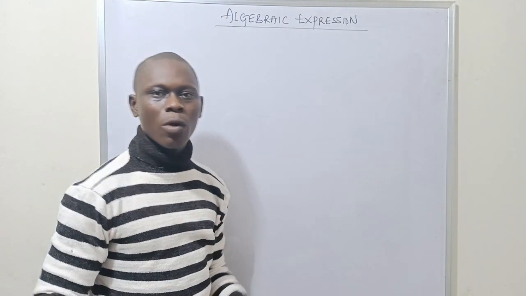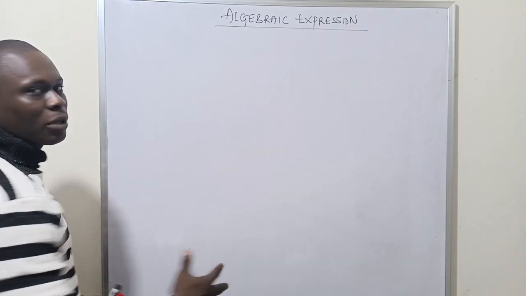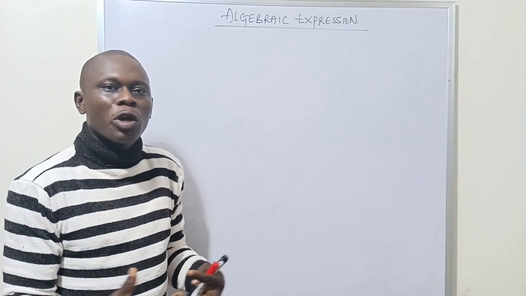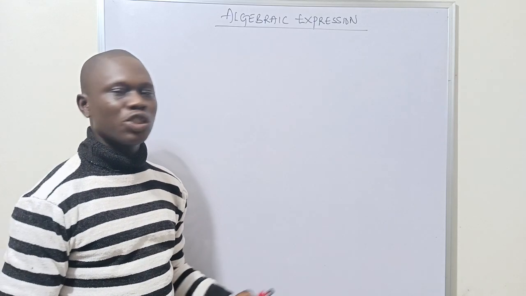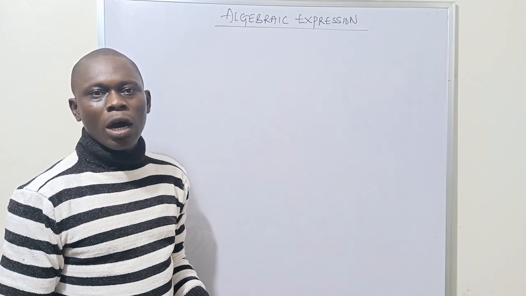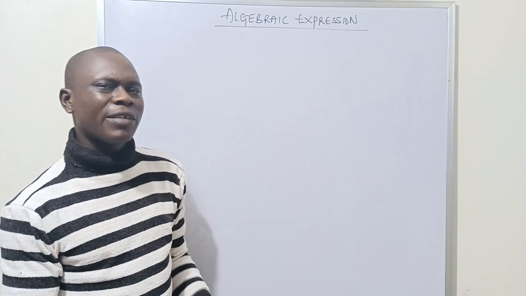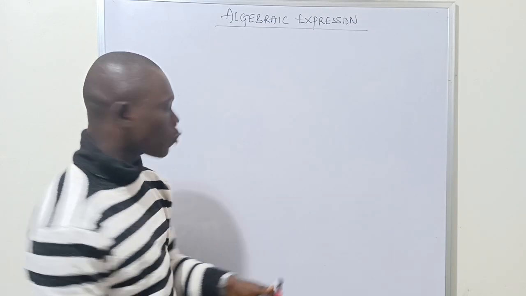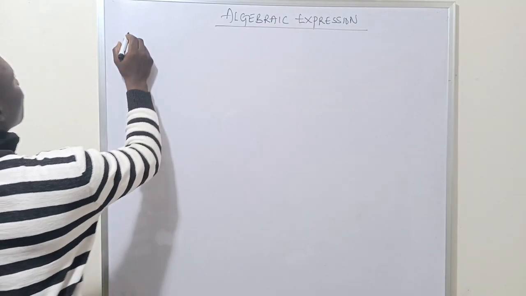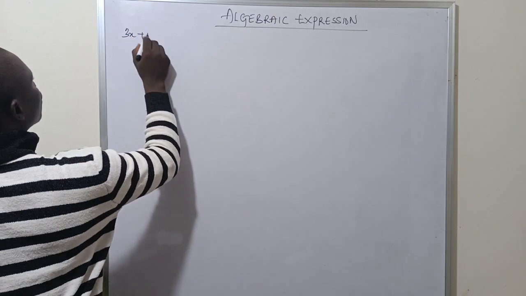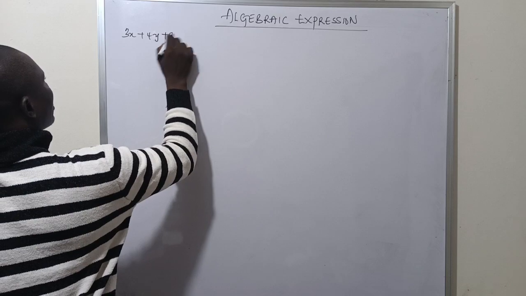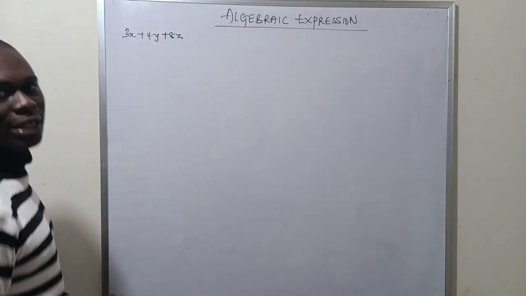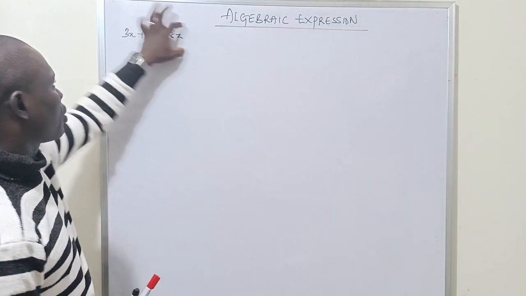Algebraic expression. Now, what are algebraic expressions? Algebraic expressions simply mean the coming together of different terms, of different variables. It could be the addition, the subtraction, or even the multiplication or division of different terms. What I mean is, when we have something like this, 3x plus 4x, let's call this y plus 8z. Now, this here is an example of an algebraic expression.